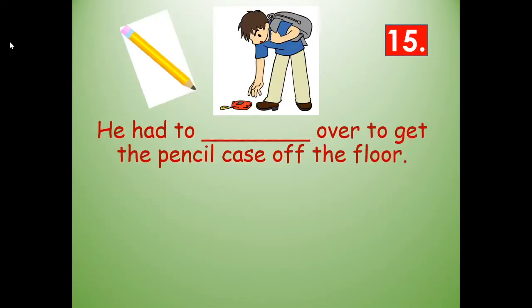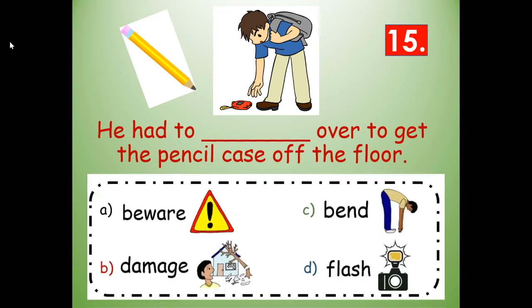Number 15, he had to blank over to get the pencil case off the floor. He had to blank over to get the pencil case off the floor. He had to beware over. He had to damage over. He had to bend over, or he had to flash over.